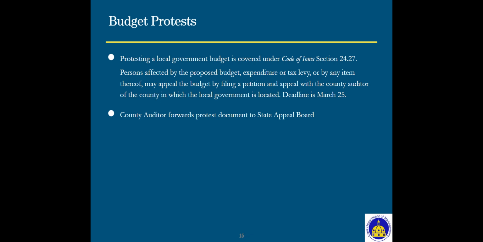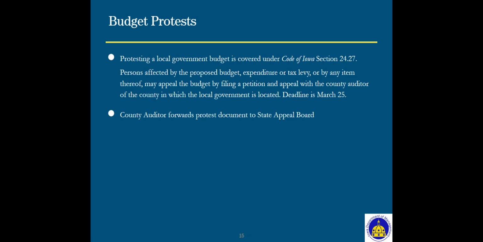If a petition is filed with your county auditor and the signatures are valid and enough signatures are provided, then the county auditor would forward the protest documents to the State Appeal Board. The State Appeal Board is a 3-member body. It includes the Director of Department of Management, the Auditor of State, and the Treasurer of State. So those 3 folks serve as a State Appeal Board.